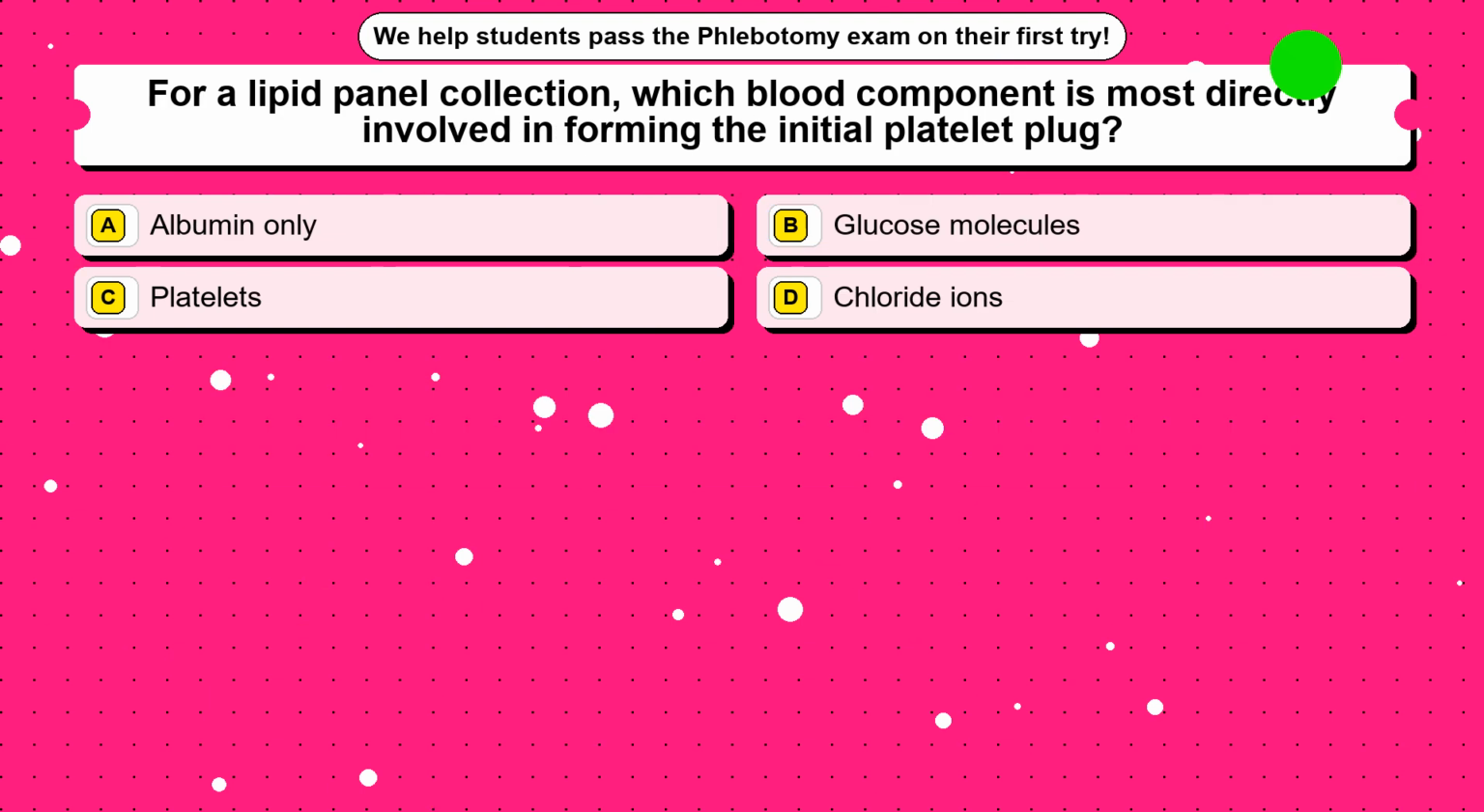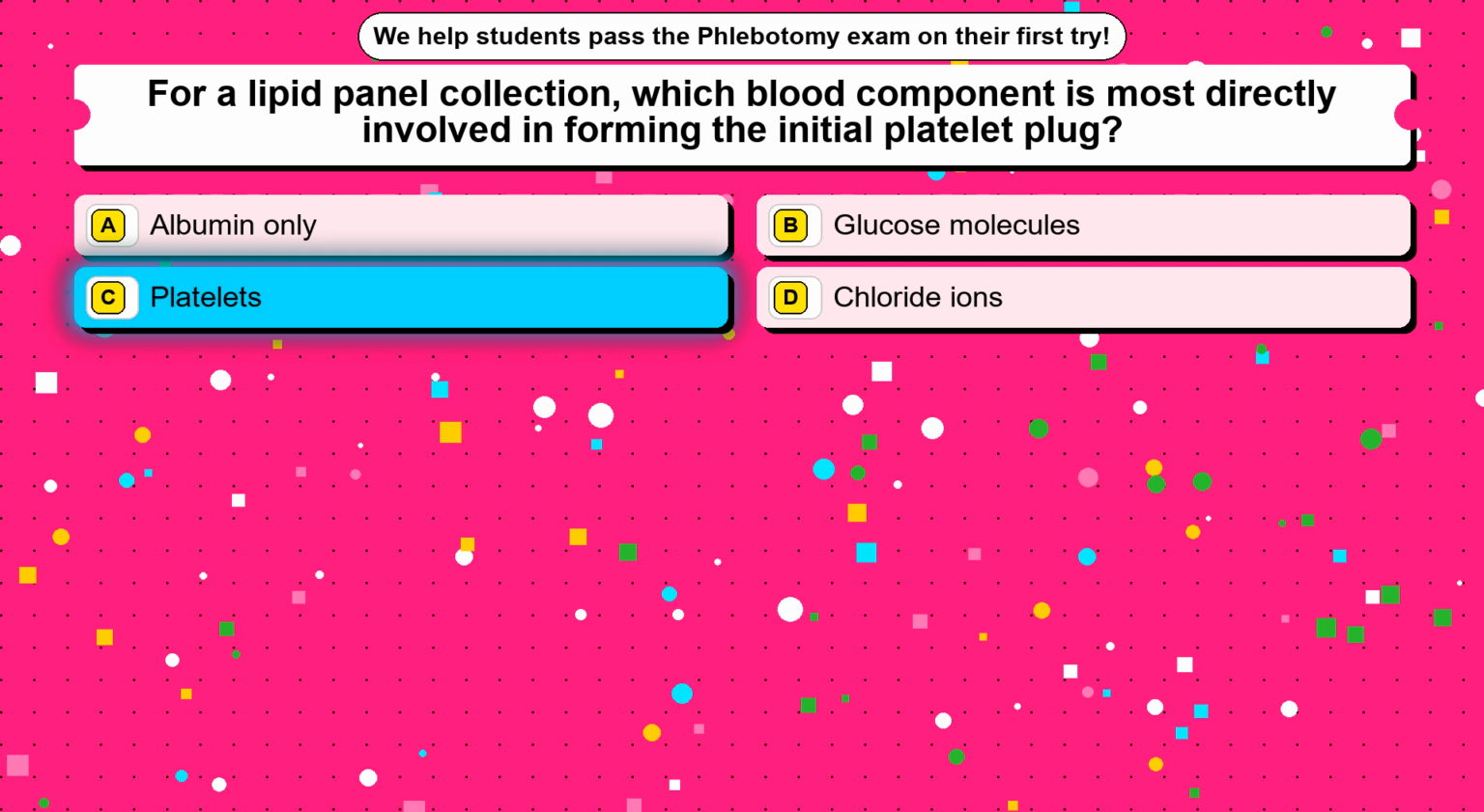Question 82. For a lipid panel collection, which blood component is most directly involved in forming the initial platelet plug? Option A, albumin only. Option B, glucose molecules. Option C, platelets. Option D, chloride ions. The correct answer is option C.